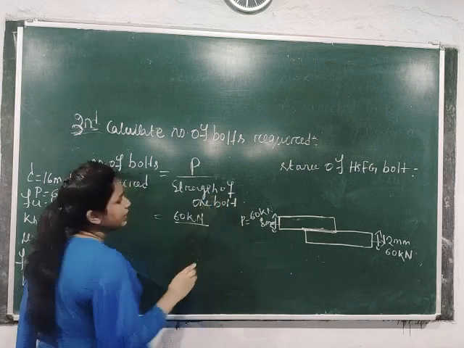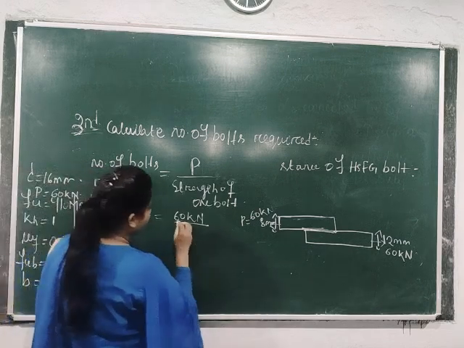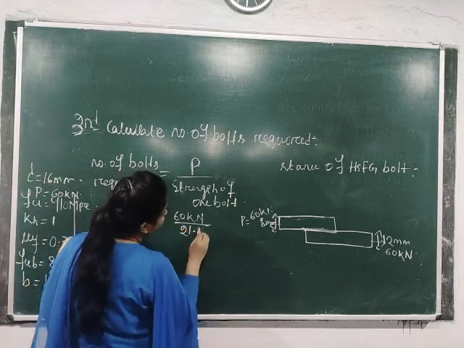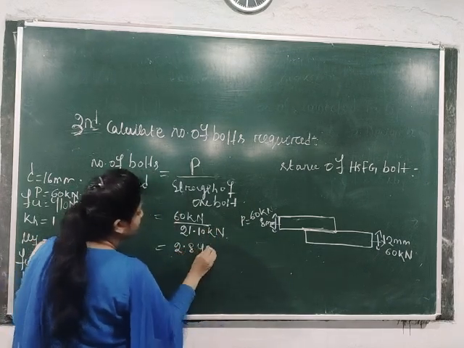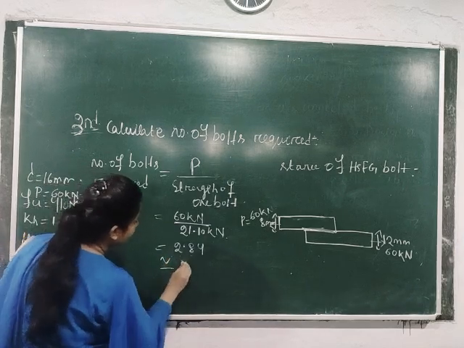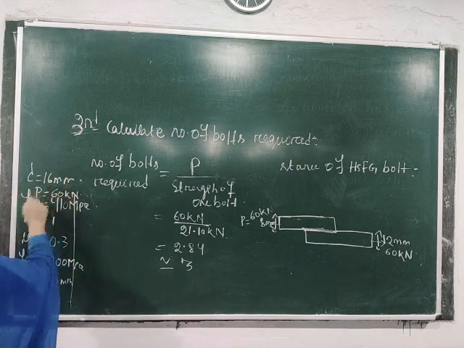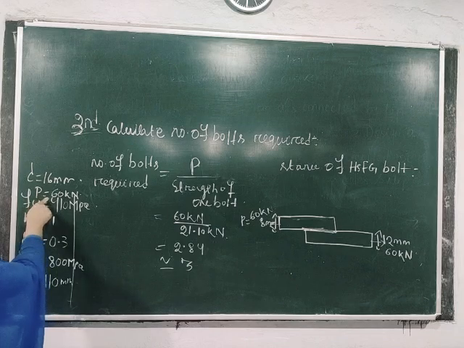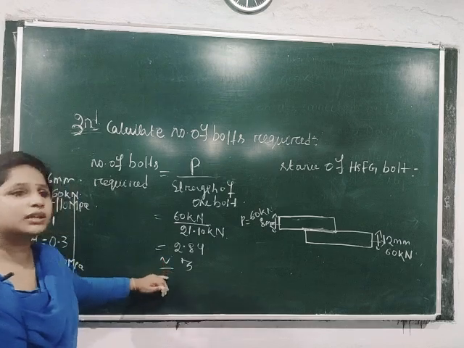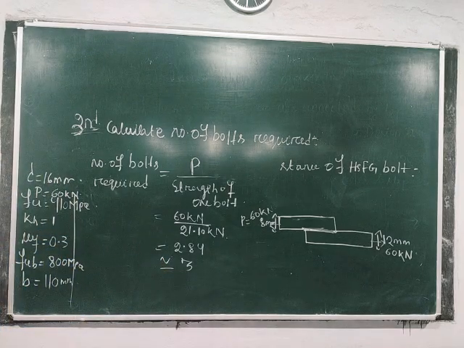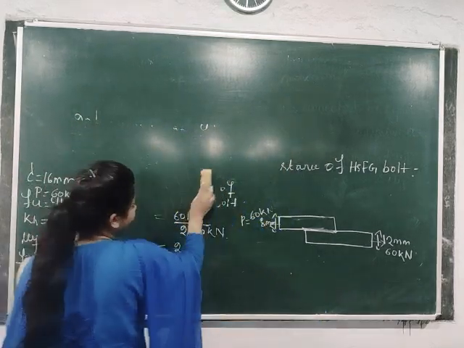Okay, and the strength of one HSFG bolt that we calculated in the second step, that value we got is 21.10 kilonewton. So it is coming 2.84. Okay, so we can take the number of bolts required as 3. So to transmit this amount of load, that is the 60 kilonewton load, from one member to another member safely, we got 3 bolts required. Then in the first step just arrange the bolts.